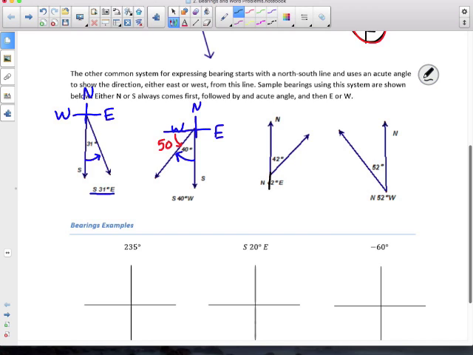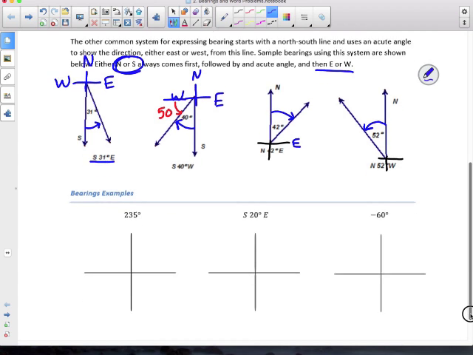Same idea here. I have north 42 east. This time I start from north and I'm going 42 degrees towards the east. And again, north 52 west, so I start north and I go to the west. So when we're doing this type of fancy bearing, we always start with either the north or the south, and then we go towards either the east or west, whatever number of degrees it tells us.